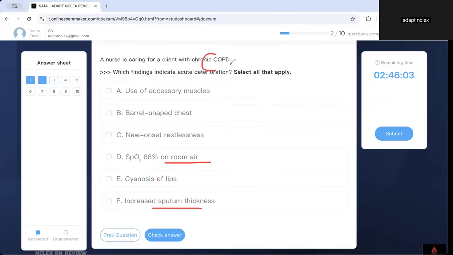COPD patient, buzzword, and acute decompensation. That's all. You know your content. Bring your content to the question and then try to figure out the answers. What do you think? If you're using your accessory muscles, it's a common sense answer choice. Nobody breathes and uses the accessory muscles.